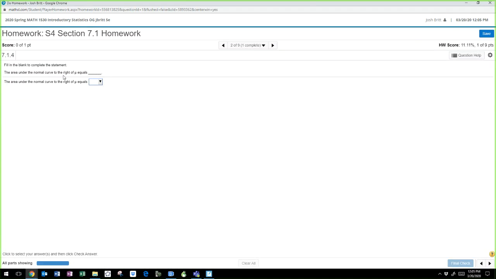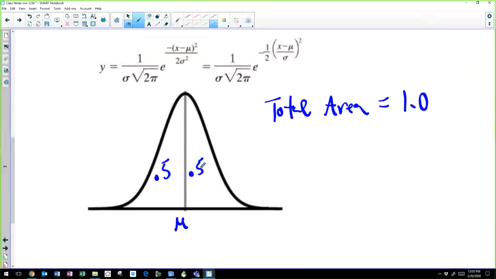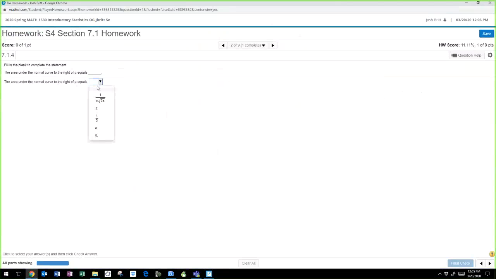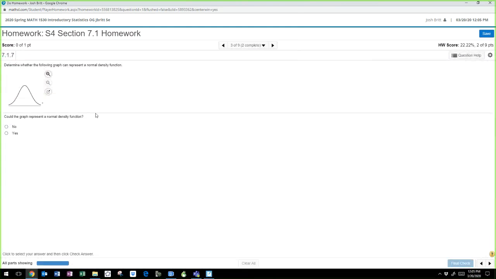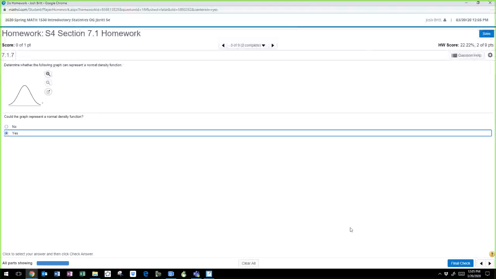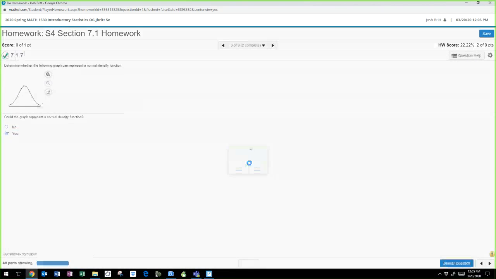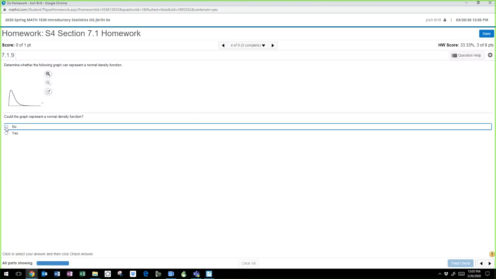The area under the normal curve to the right of the mean is a half, right? Half over here, half over here. Now, a normal density curve is just one in which it has one peak, like the normal bell curve, and the graph does not touch the x-axis. So this would be yes. And let's see if we can get one. That one would be no, as it touches right here, and it's not symmetric.